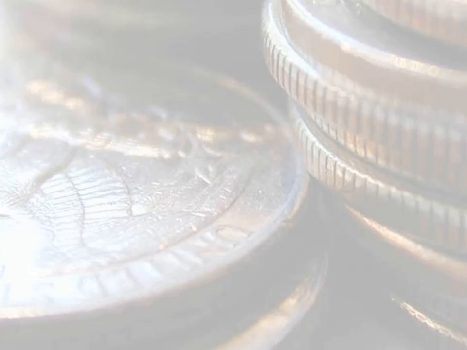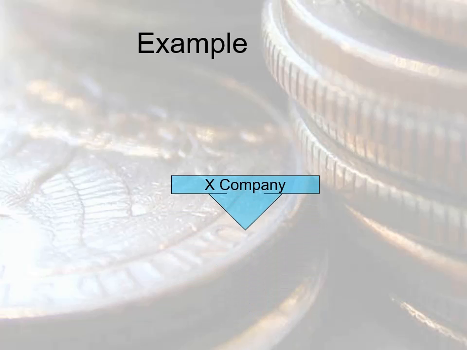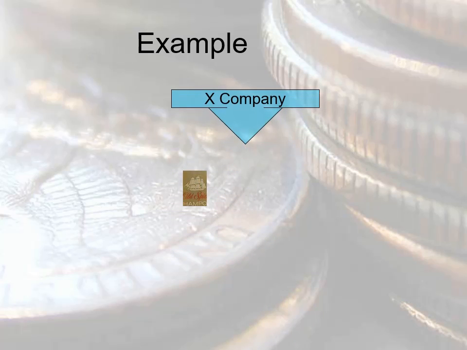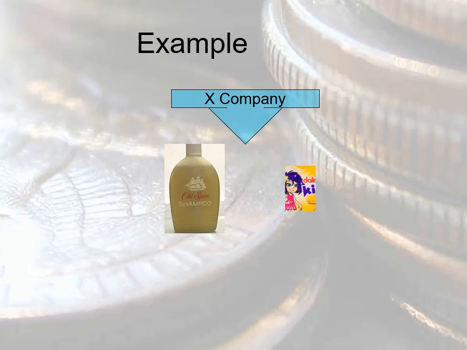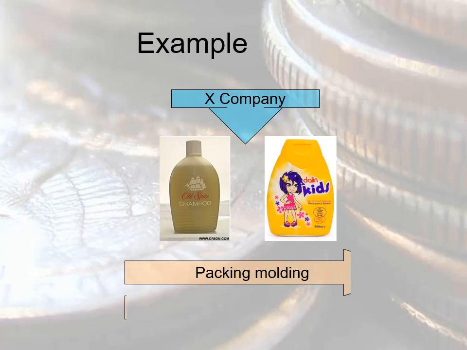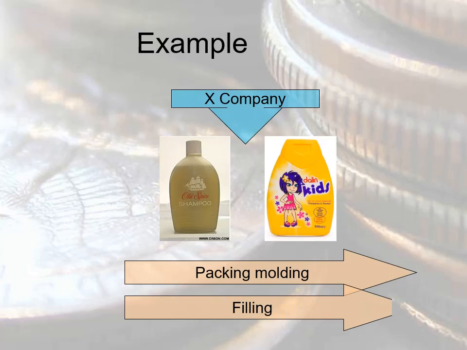To illustrate the use of linear programming, we will take an example of X company where they are producing two types of shampoo, one for adult and the other one for kids. Each of these two types of shampoo should pass through two sections, back molding and filling.